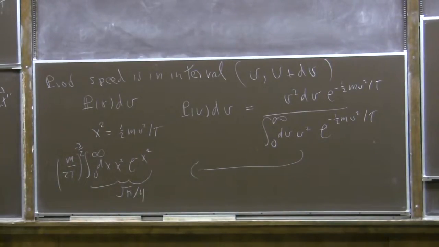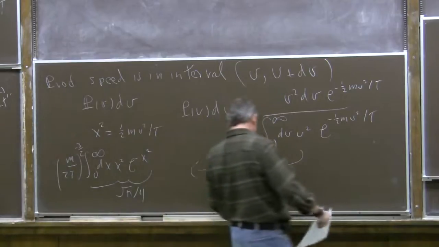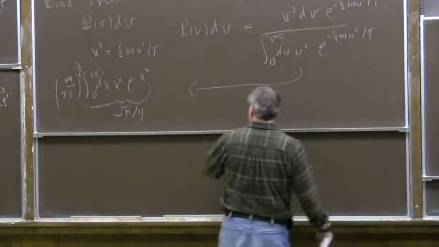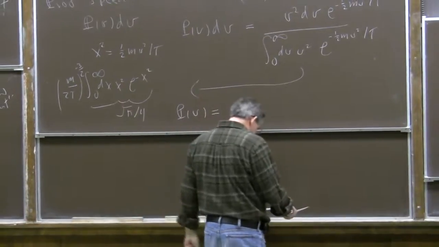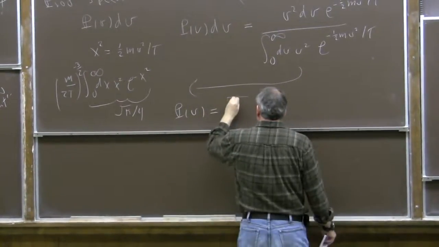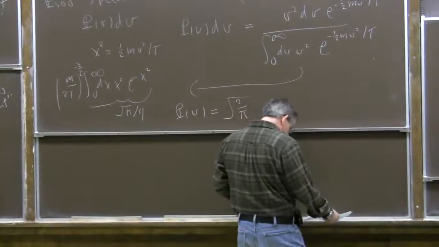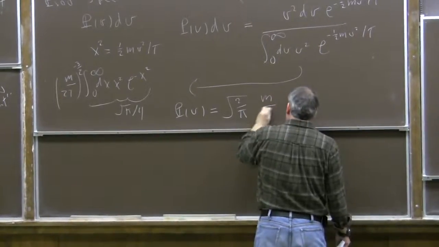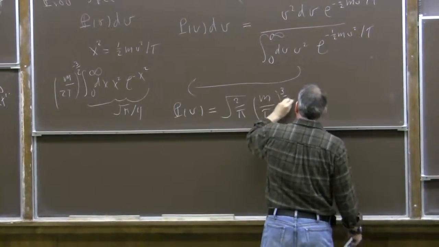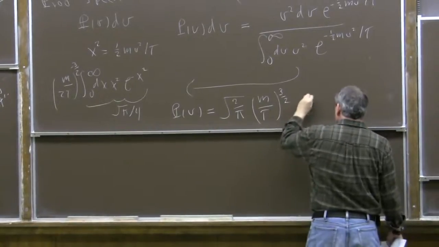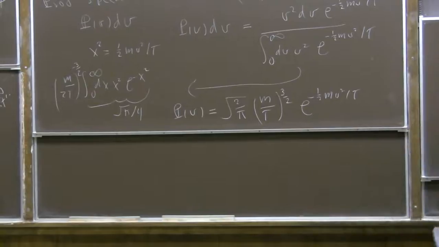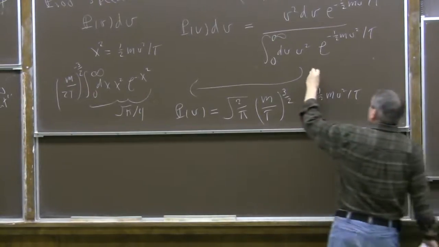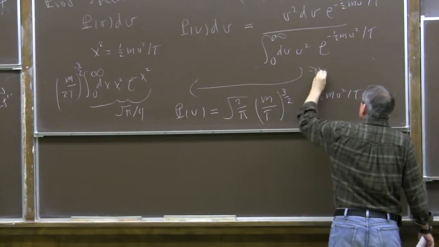And so when we divide by that factor, the conclusion is that the probability distribution for speed is the square root of 2 over pi, 3 powers of m over tau, e to the minus 1 half m v squared over tau. So that's called the Maxwell distribution of velocities.